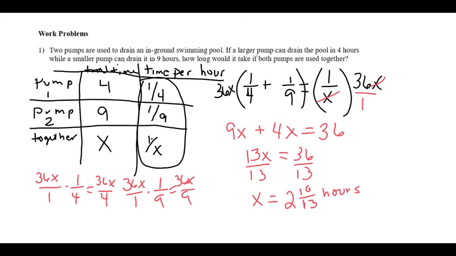So it takes 2 hours and 10/13 of an hour, which if we wanted to convert it to minutes, we could multiply it, set up a proportion, and solve it that way. But we don't have to. We can stop here.